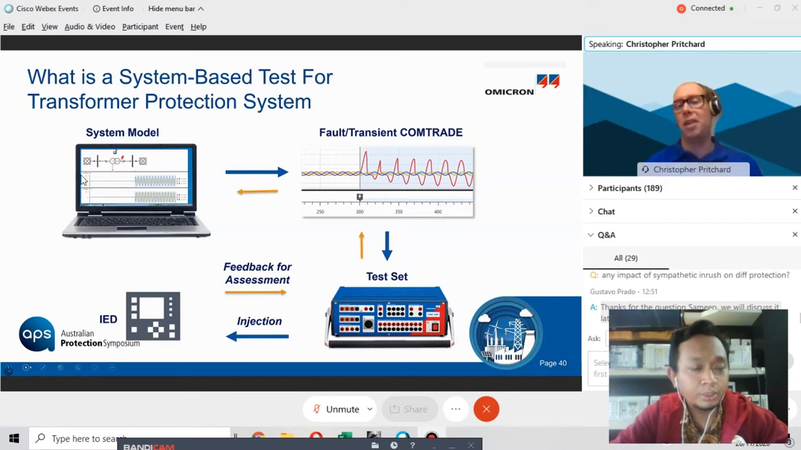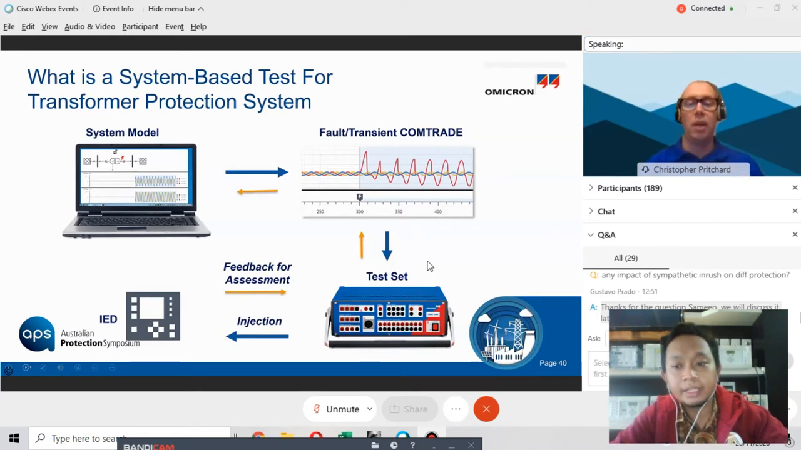Ya. Imagine ini sebuah sistem, dia akan ngirim gangguan, relay ini akan ada gangguan misalnya. Terus tool setnya dia ngirim ke relay, nanti dia kasih assessment balik. Assessments based on this. So the main difference is really this power system simulation here.